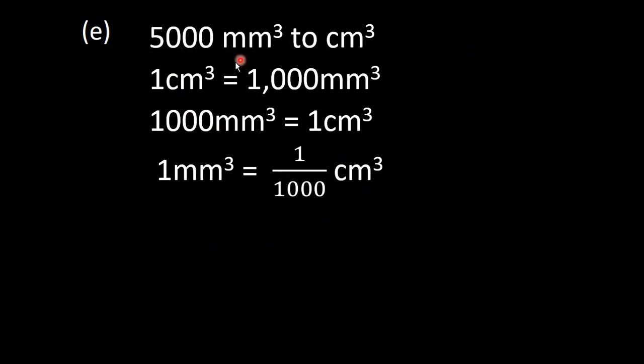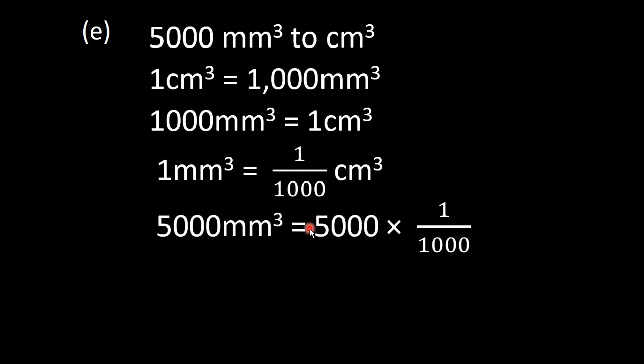And if I have the 5,000, if 1 is equivalent to this, then 5,000 is going to be equivalent to 5,000 times 1 over 1,000 cubic centimeters, which will give us 5,000 divided by 1,000, which gives you 5 cubic centimeters. So 5,000 cubic millimeters is equivalent to 5 cubic centimeters.